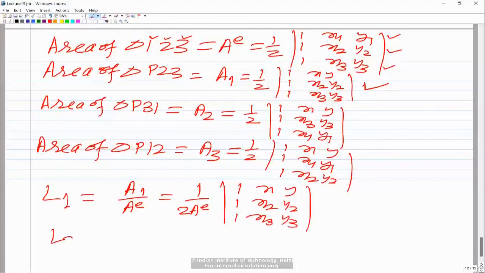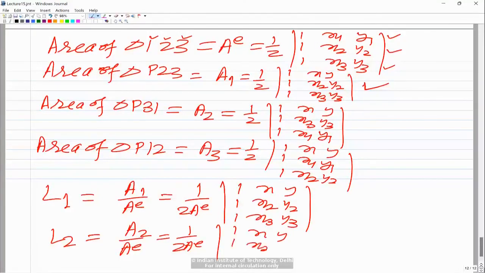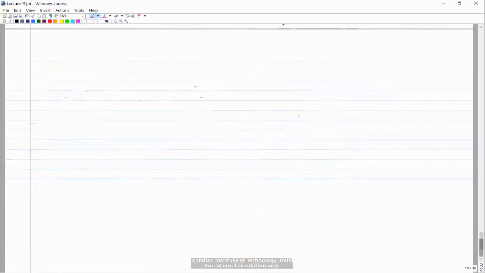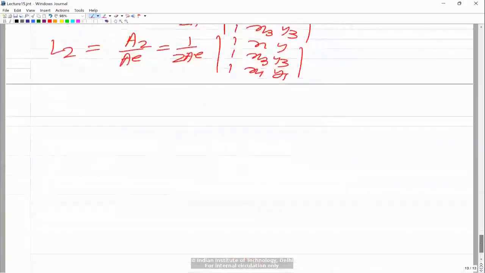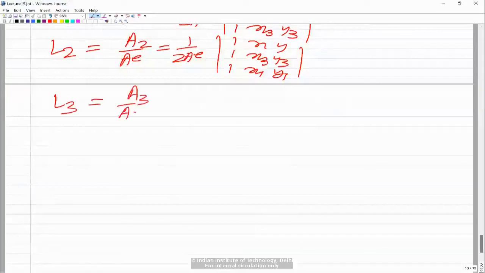Similarly, you can write L2 as A2 upon AE, which would be 1 upon 2 AE, and then 1 x y, and this A2 is 1 x3 y3, then 1 x1 y1. So yeah, this is a little bit of the coordinate geometry we do in 11th and 12th. So L3 is A3 upon AE, which would be 1 upon 2 AE, and then 1 x y, 1 x1 y1, 1 x2 y2.